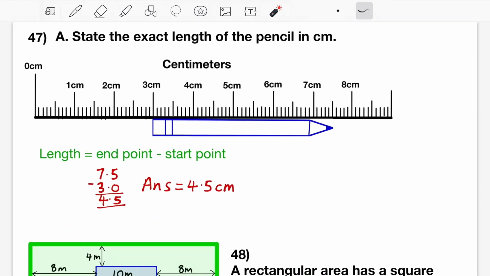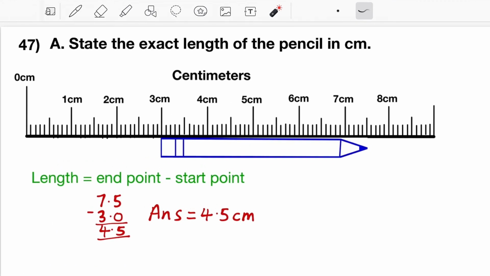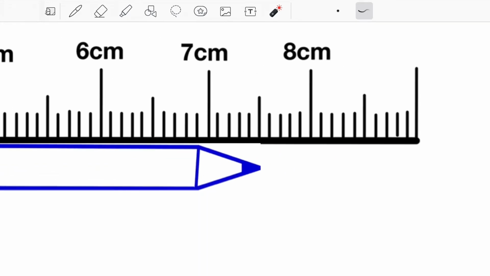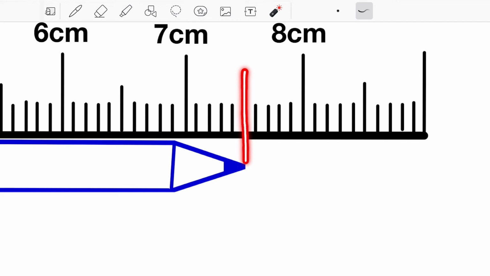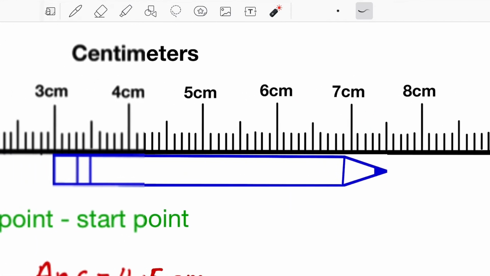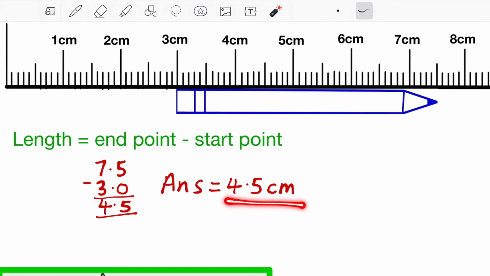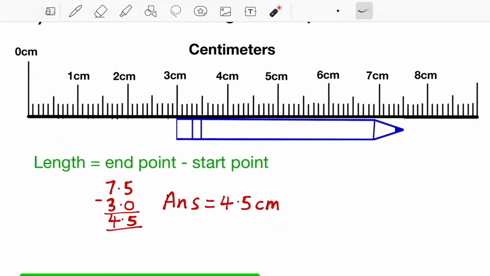State the exact length of the pencil. We can say the length of any item will be the end point, which is this here, take away the start point. So that is exactly 7.5 take away 3, which is 4.5 centimeters. So remember to put your units.